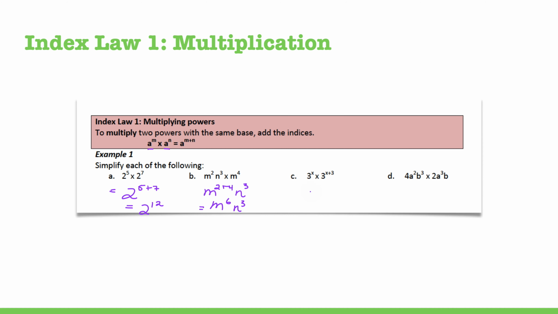Again, for part C we have the same base, which is 3, and now I just need to add the powers. Collect the like terms. For part D, I can multiply the like bases, which are a and then b. The numbers also become multiplied, so you can go one at a time. First the numbers, so 4 times 2 is 8, and then each letter. I've got 2 a's here and 3 a's there, so in total I'll have 5. I've got 3 b's here and 1 b here, so in total I'll have 4.